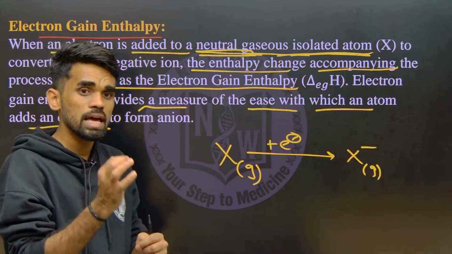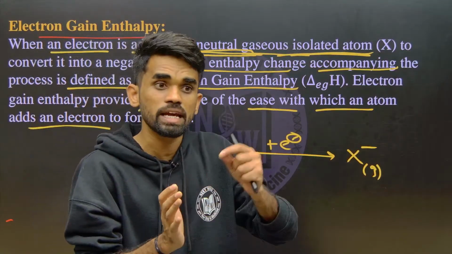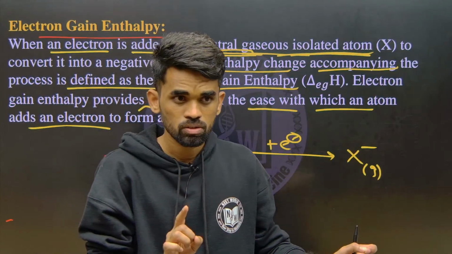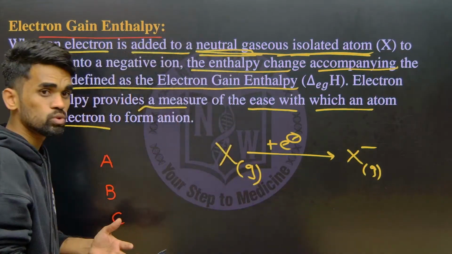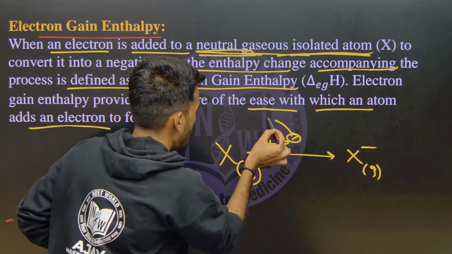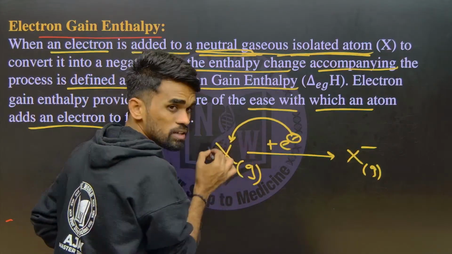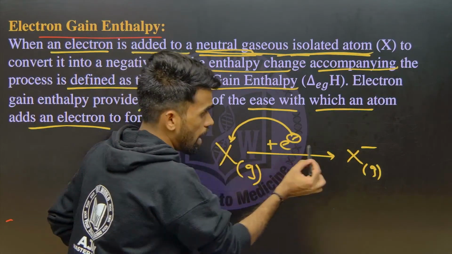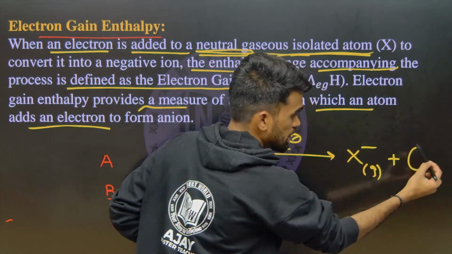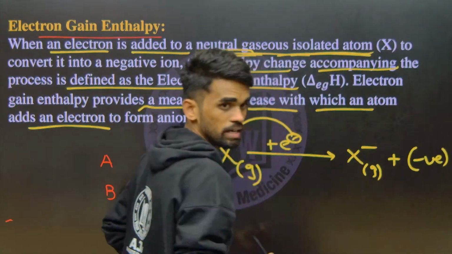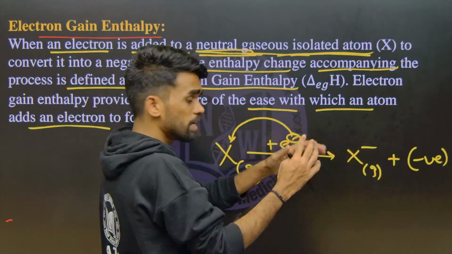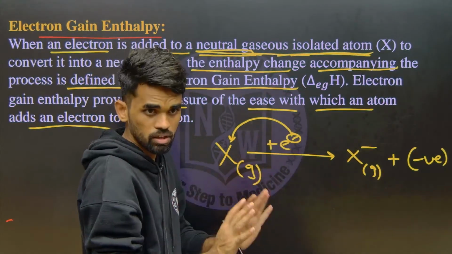Here, the more negative the electron gain enthalpy value, the more easily it can accept the electron. What did I tell you? The more negative the value, the more easily it can gain the electron. When I add this electron to this atom, it forms an anion, and it may release some energy. That released energy you should represent in the negative form. So it is releasing energy, which means it has more tendency to gain that electron.